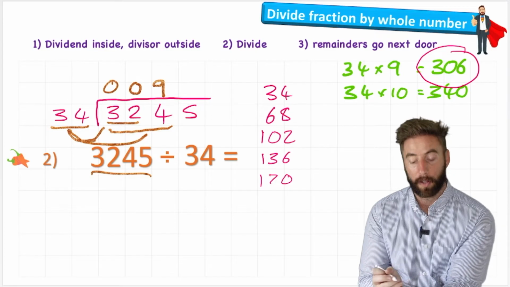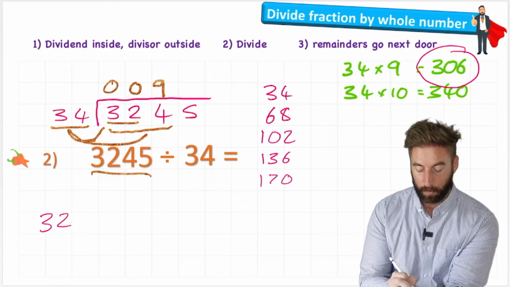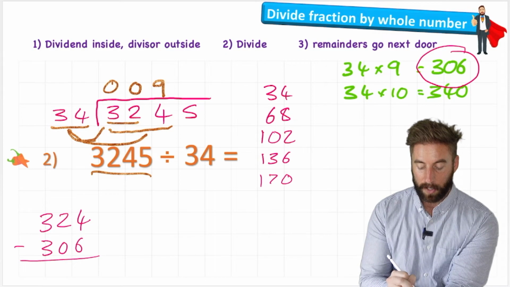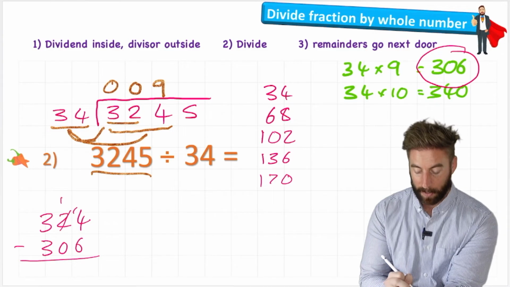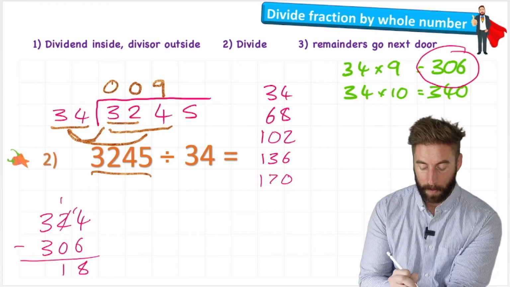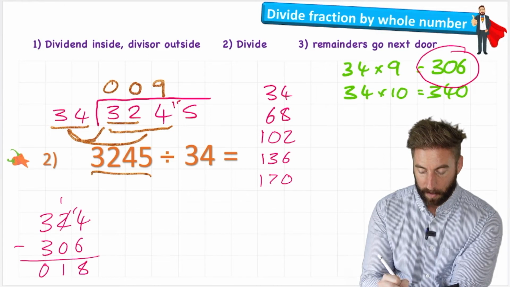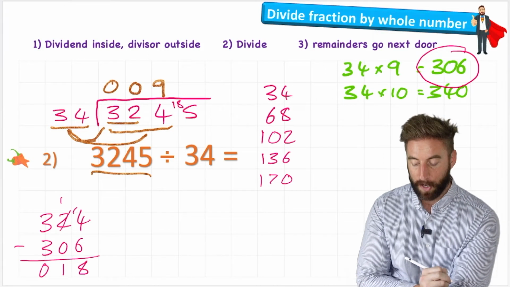So what's the difference between 306 and 324? Well, I can do 324 subtract 306. 4 subtract 6 can't do. 14 subtract 6 is 8. 1 subtract 0 is 1. 3 subtract 3 is 0. So the difference is 18. So I give my 18 to my neighbour, turning that 5 into 185.